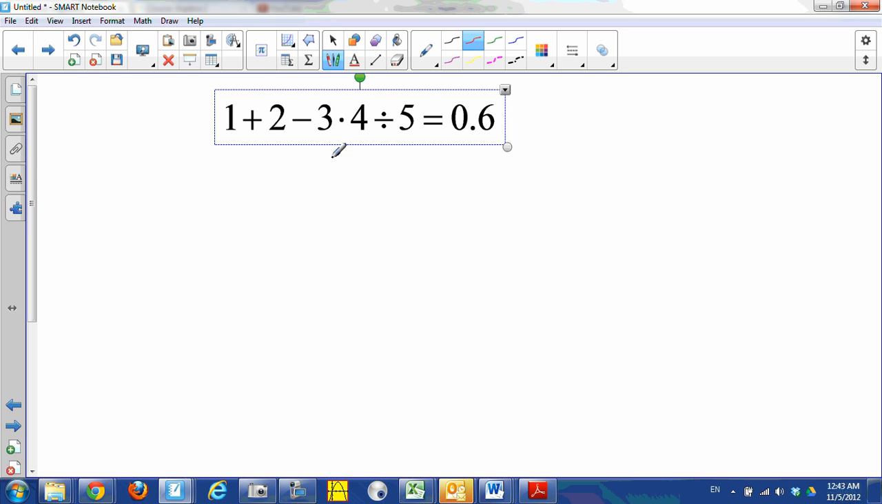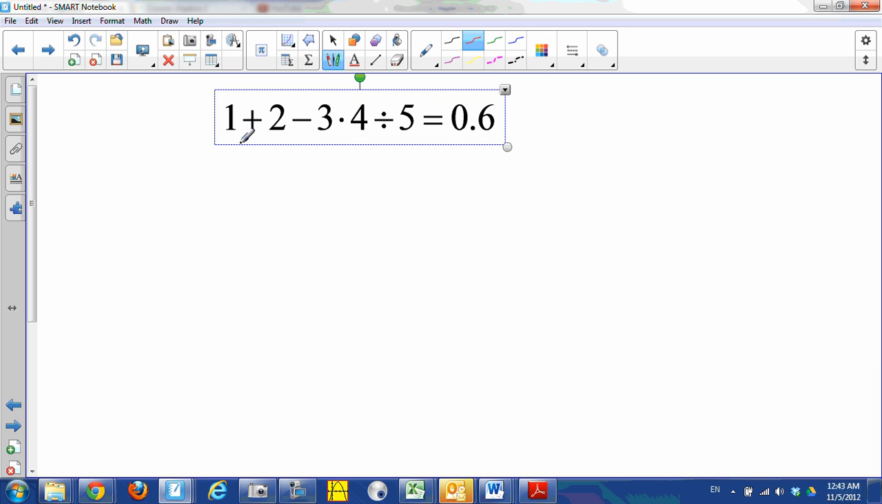First of all, let me illustrate why 0.6 actually is the correct value for this expression, 1 plus 2 minus 3 times 4 divided by 5. If we follow the order of operations, well, there isn't any grouping. I'll show you what grouping is in a second. There aren't any exponents in this expression, just the 4 basic operations. And we multiply and divide before we add and subtract.